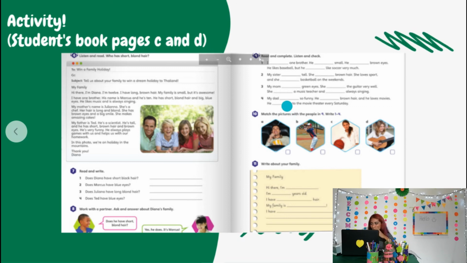Then number 2, tall, brown hair, loves sports, basketball on the weekends. Okay, I need to find out which one of these is number 2, number 3, and number 4. And you're going to write the number here, 1, 2, 3, 4, in the correct order. So, and when you're finished, you need to do exercise 11, and it's really simple. You're going to write about your family.